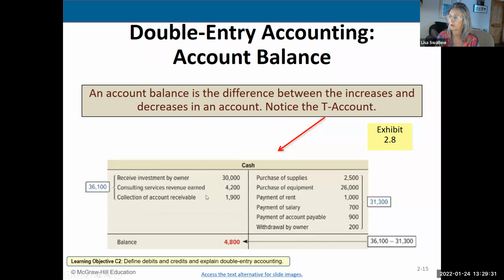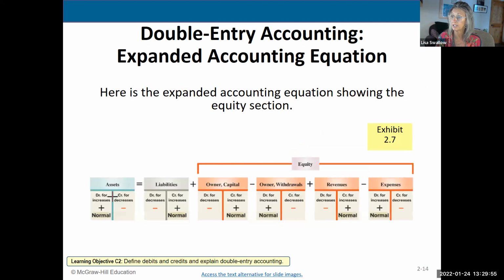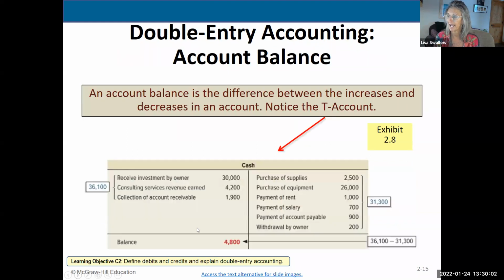So if I add up all my debits, they equal 36,100. I add up all my credits, they equal 31,300. The difference between those two numbers is 4,800, and my debits were greater than my credits. So it's an ending debit balance, which should make sense to you because we know that's the normal balance for an asset, right, is debit. So that's my ending balance in cash.